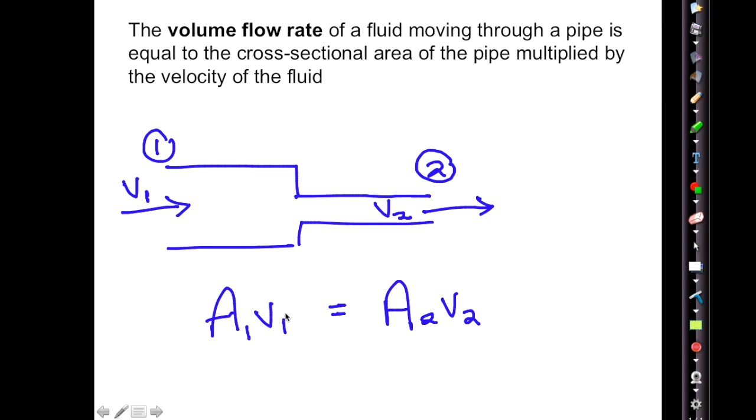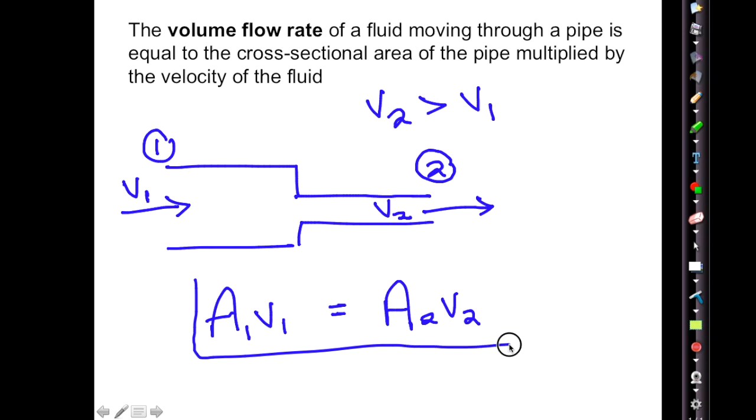Now, in this example, with the tapered pipe, the cross-sectional area of the pipe is decreasing. So in order for the volume flow rate to remain constant, we would have to see an increase in velocity at position 2 versus position 1. So with this type of example of a tapered pipe, we would see that v2 would actually be greater than v1 in order to maintain the same volume flow rate at positions 1 and 2. And this equation, A1 v1 equals A2 v2, we refer to as the equation of continuity.